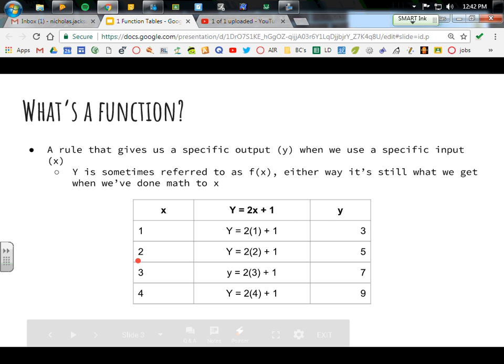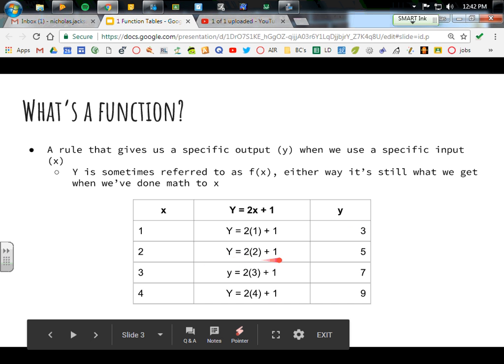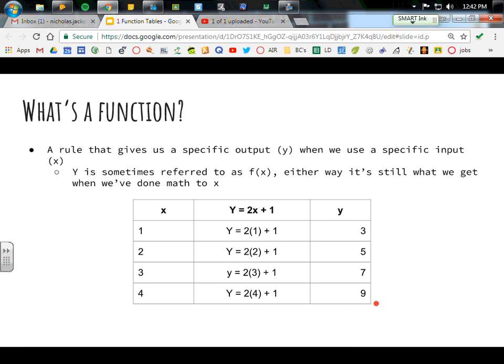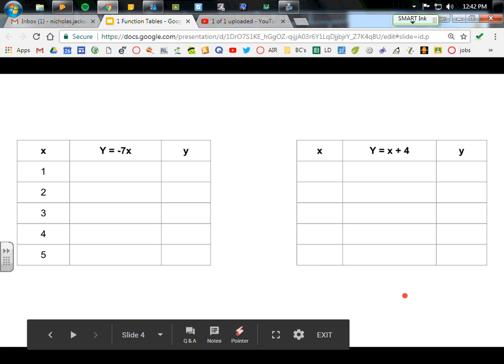If our input is 2, then our function becomes y equals 2 times 2 plus 1, and the answer would be 5. If our input is 3, then our function becomes y equals 2 times 3 plus 1, and the answer is 7. If our input is 4, then the function becomes y equals 2 times 4 plus 1, and the answer is 9. All right, let's practice some more with some tables.